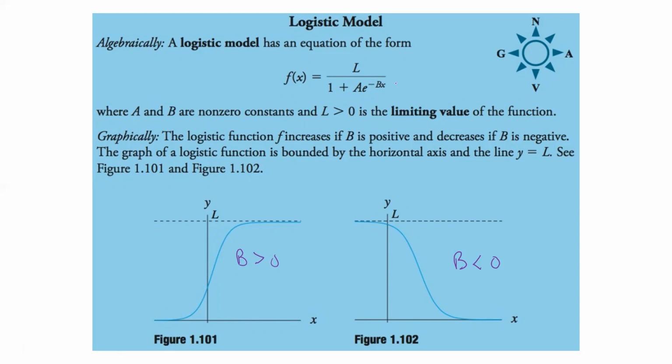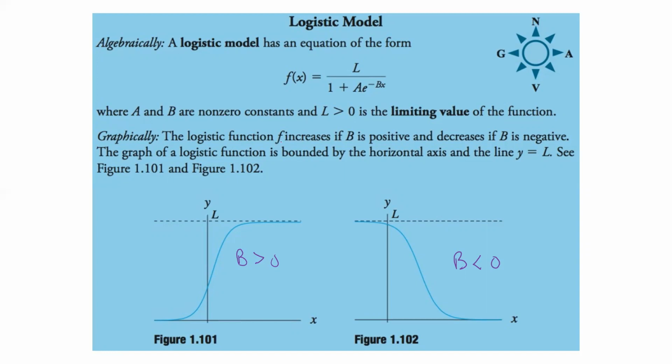So again, the logistic model is this, a and b are non-zero. And in this case, L has to be non-zero, it is the limiting value of the function. And again, remember we said that was this upper horizontal asymptote up here. And it has to be greater than 0 because usually 0 is the one down here. So it's going to be somewhere up here. It might be really small, it might be 0.1, but it's going to be up there.